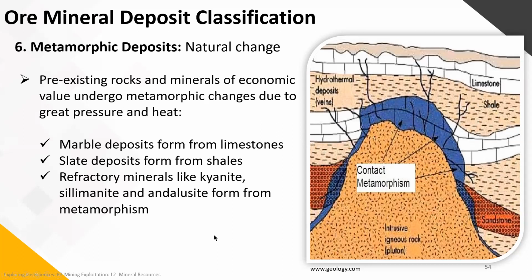So pre-existing rocks and minerals of economic value undergo metamorphic changes due to great pressure and heat. Marble deposits form from limestones, slate deposits form from shales, and refractory minerals like kyanite, sillimanite, and andalusite form from metamorphism.